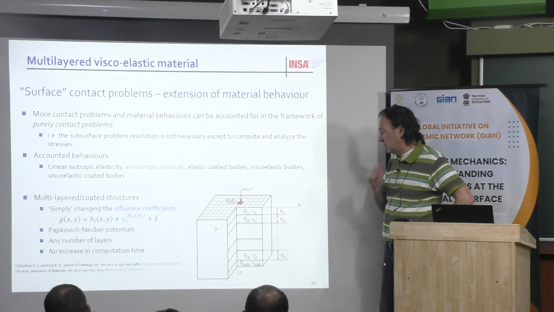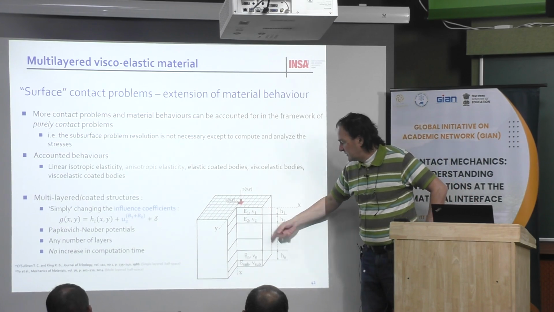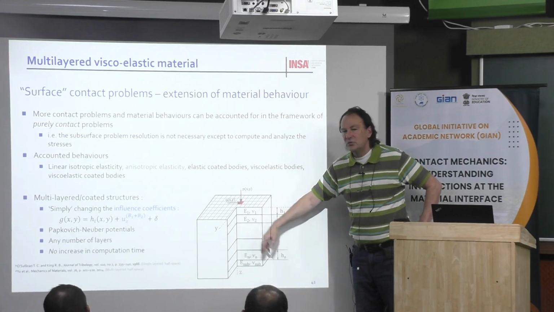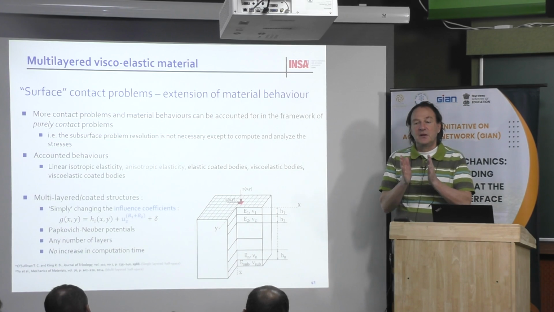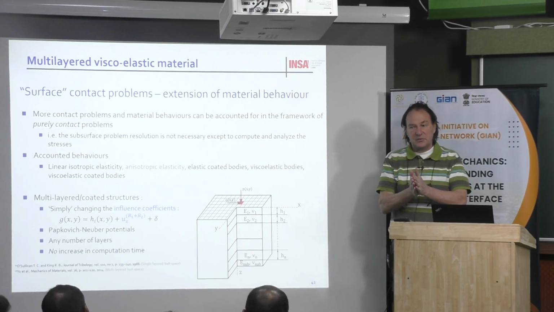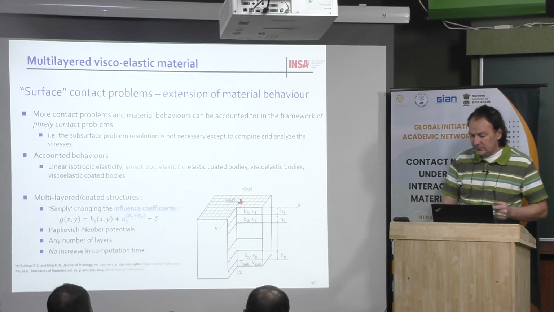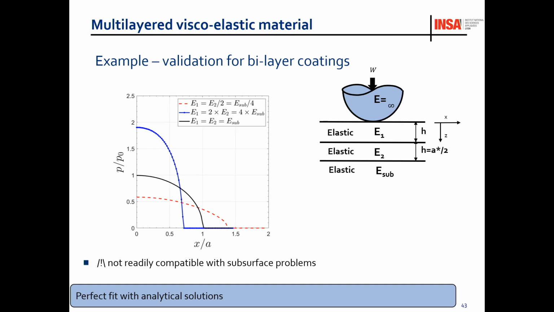It's only a purely normal load, and then we have different thicknesses. One is the first layer, two, etc. And between each layer, we assume that there is perfect bonding. Perfect bonding means we have the same displacement. Okay, not the same stress, but the same displacement. First, we compare the solution to the solution of O'Sullivan.